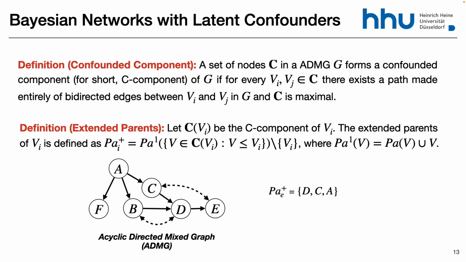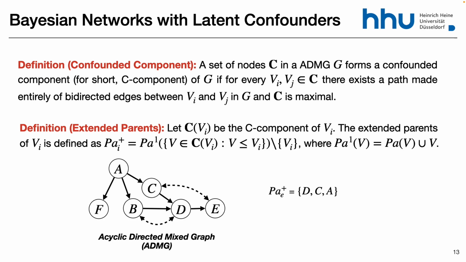So this is the extended parents of the variable E. What I need to do is first get the C component where E is part of it. So E is part of the C component with C, okay? But I need to get a topological order of this graph. And in the topological order of this graph, E comes after C. So C, then E, right? That is this path here. So that's why E comes after C.